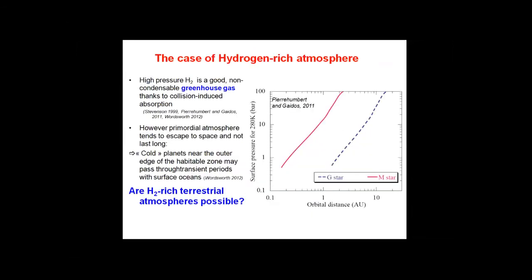There is a specific case that has been found recently. I told you, whatever you do with greenhouse gases and clouds, it's not easy to go beyond 2.5 astronomical units. Well, there is one exception. If you assume, and it's real speculation, that you have an Earth-like planet, for instance, or a super-Earth, with a thick hydrogen atmosphere or hydrogen-rich atmosphere, then hydrogen at high pressure is a very good greenhouse gas that does not condense. I won't have time to detail that, but the fact is that you can extend the outer edge of the habitable zone significantly.